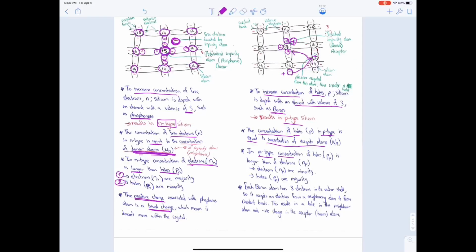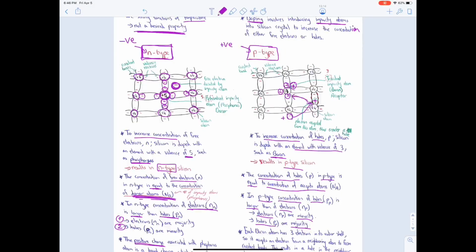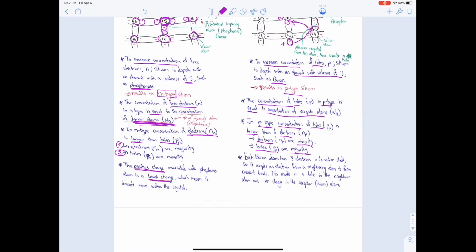In p-type, concentration of holes is larger than electrons. So electrons are minority and holes are majority. Hence the name p-type, positive. Okay, each boron atom has 3 electrons in its outermost shell. So it accepts an electron from a neighboring atom to form a covalent bond. This results in a hole in the neighboring atom and a negative charge in the acceptor boron atom. Okay, clear. Let's move on and start giving you the equations related to silicon.